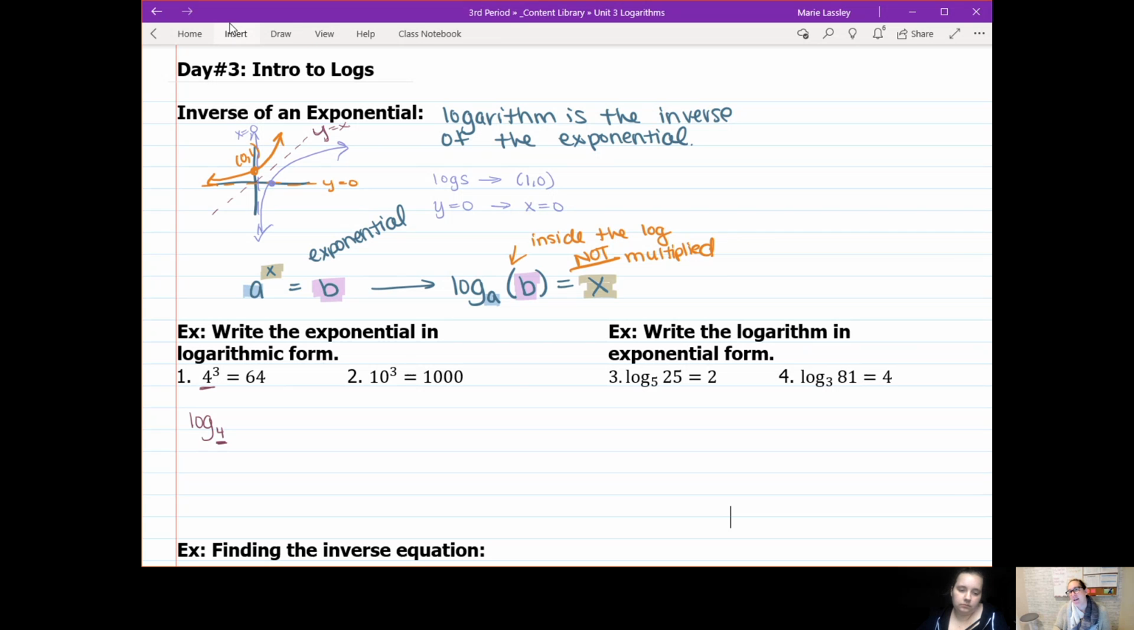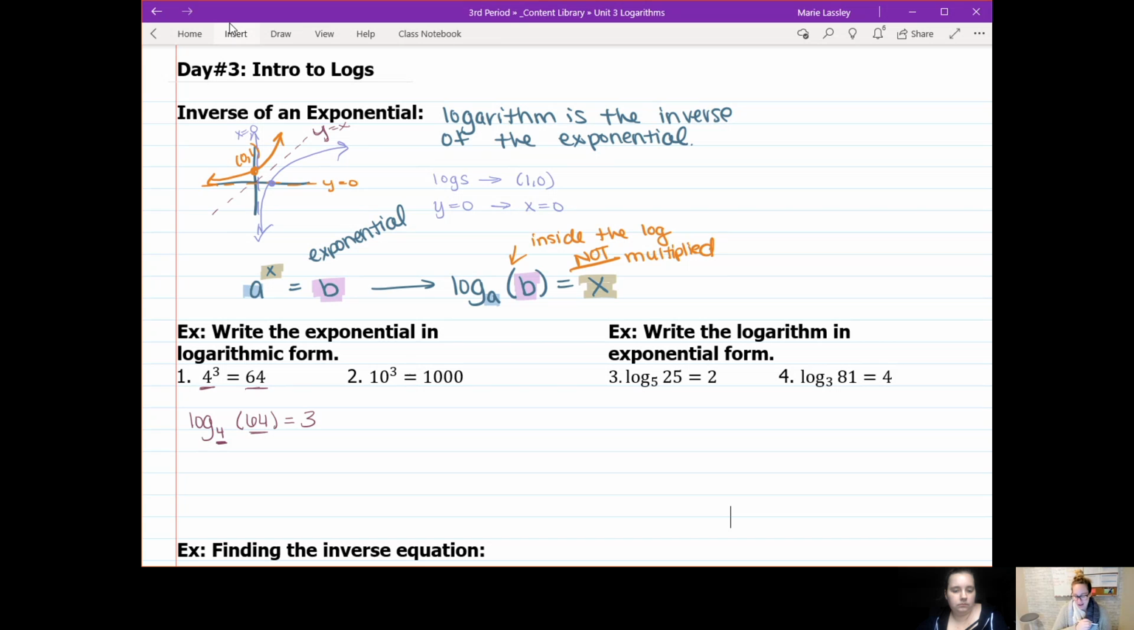It's like the opposite of an exponent, right? It's on the bottom. Open up our parentheses. What it's equal to goes inside that parentheses. The 64 goes inside of our log, and then the exponent is what we are now equal to. So that's our transforming from exponential to log form.